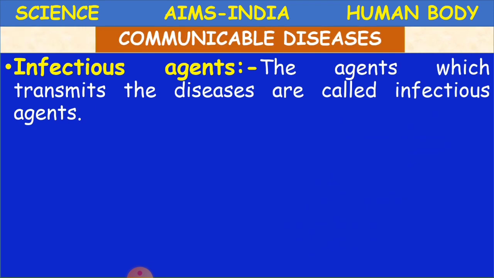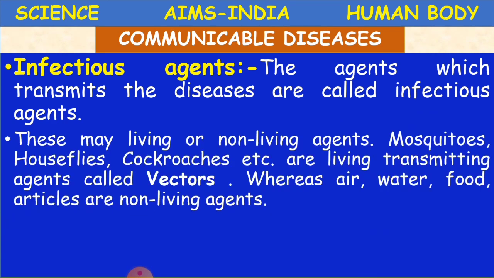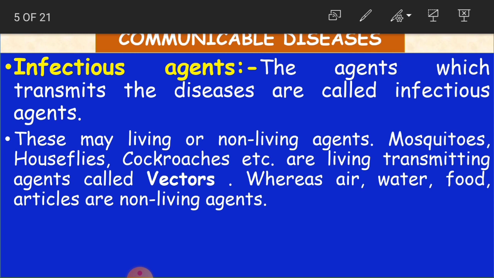Now about infectious agents. The agents which transmit the diseases are called infectious agents. That's what we learned. These may be living or non-living agents. Mosquitoes, houseflies, cockroaches, etc. are living transmitting agents called vectors. As we said, we have both living and non-living agents. These infectious agents may be living or non-living.